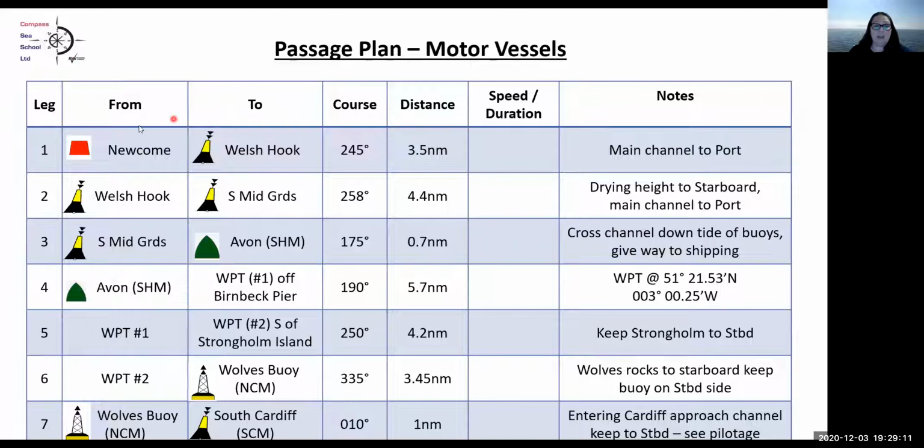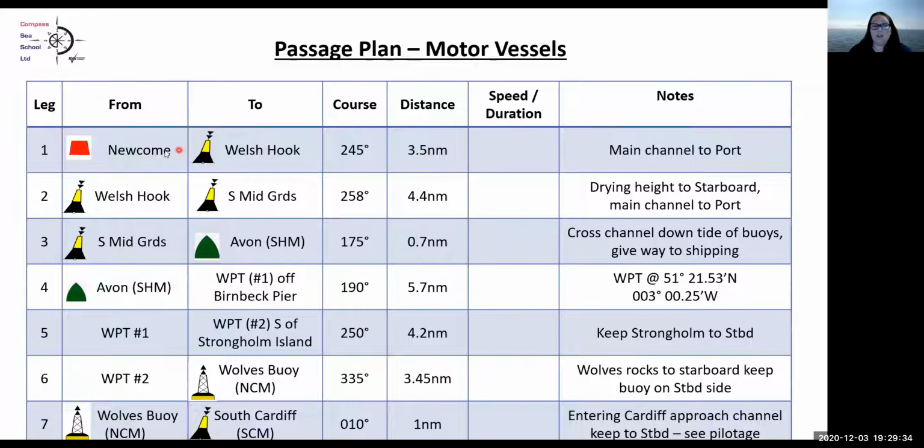We did it in some simple legs. And in this particular one, we wrote it down in a table going across. So leg 1 was going from buoy to buoy. We were pretty much buoy hopping down the channel. I've written the course in, I've written the distance, I've left the speed and duration blank for now because that would have depended on the day. But most interestingly, I'm looking at my notes. So this is the notes and any things I really need to consider.